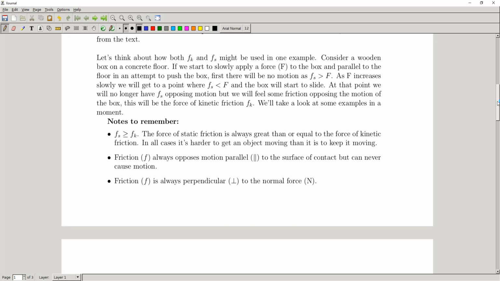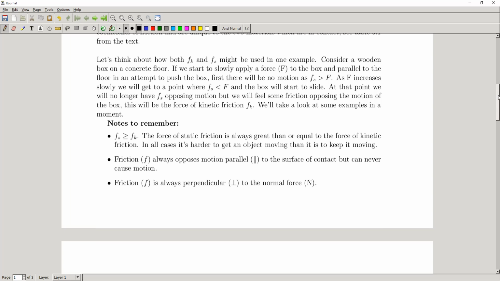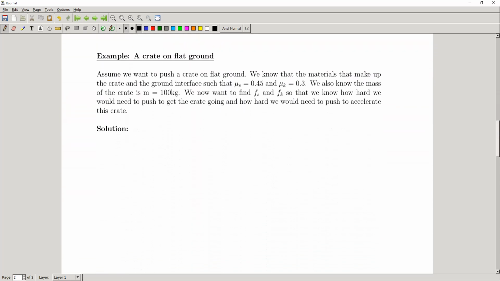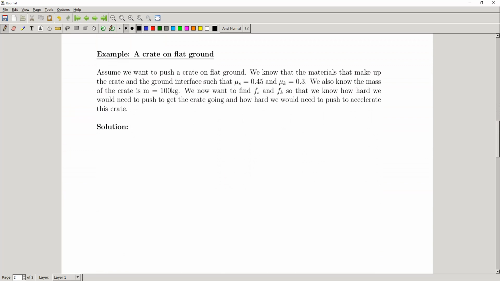And because our friction depends on the normal force, and we're going to look at that in the next two problems here, it becomes clear why that has to be, okay? So let's take a look at a couple of examples here. This is maybe the simplest example that we can look at.